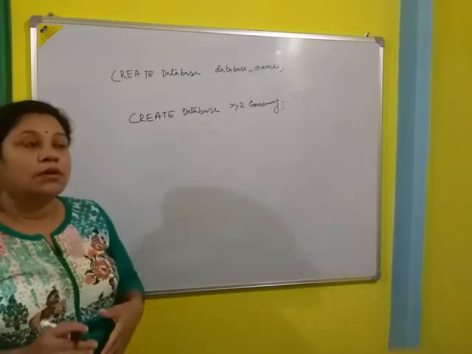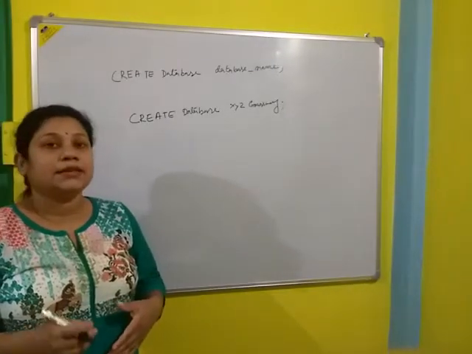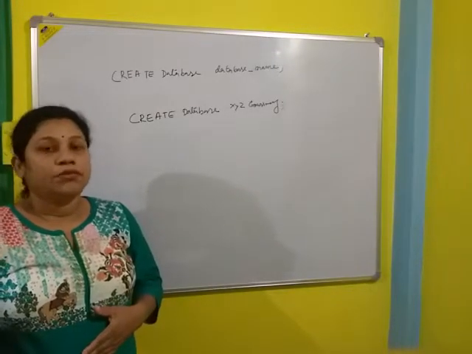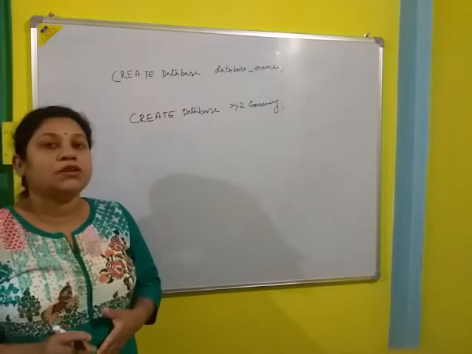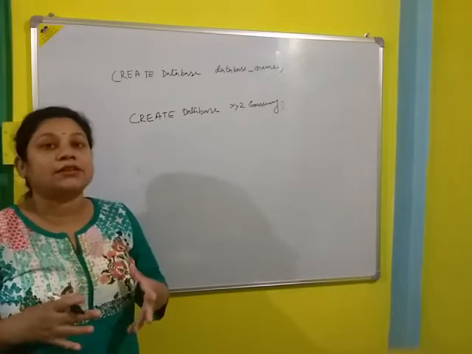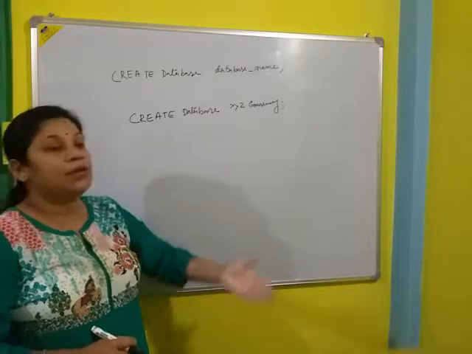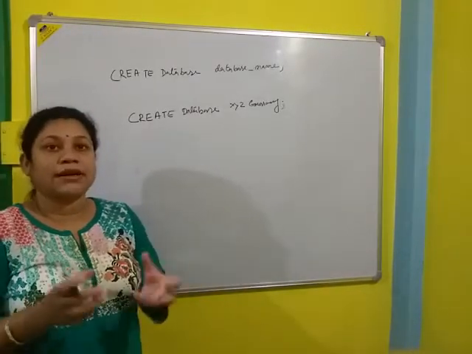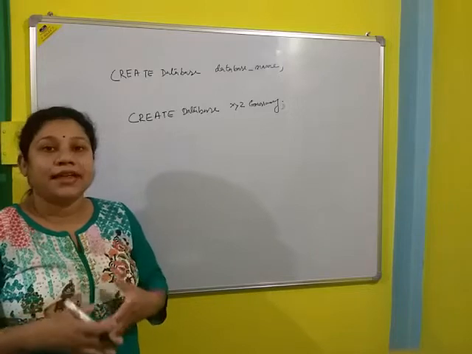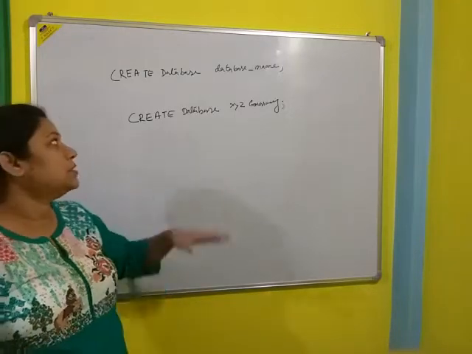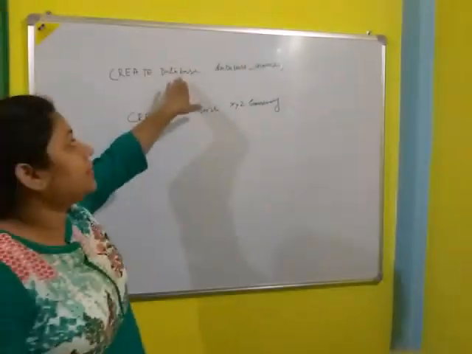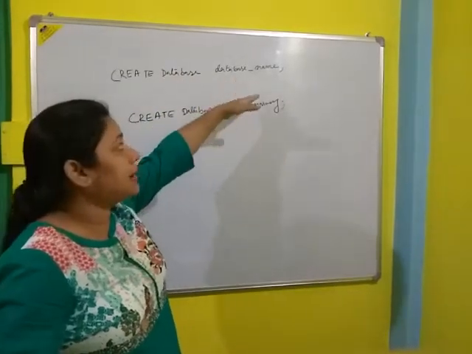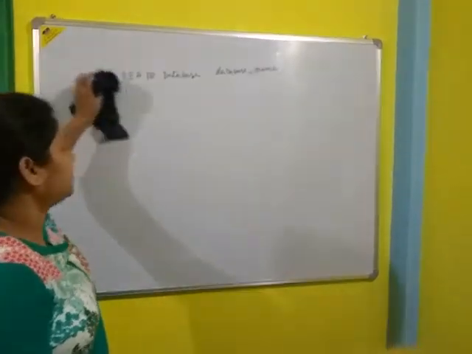Whenever you are going to create the database, name the database very carefully. It should be unique and it should be meaningful so that it can reflect the content of the database. By showing the name, you can identify what types of data are inside that database. So this is the procedure to create a database. You have to use the create command. After that, write the database keyword, then you name the database.